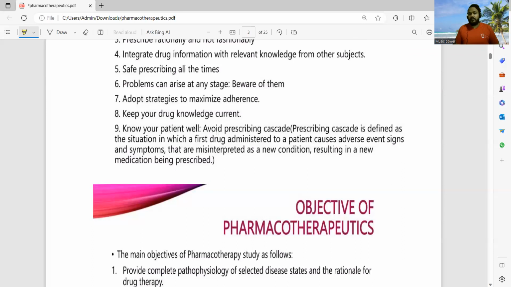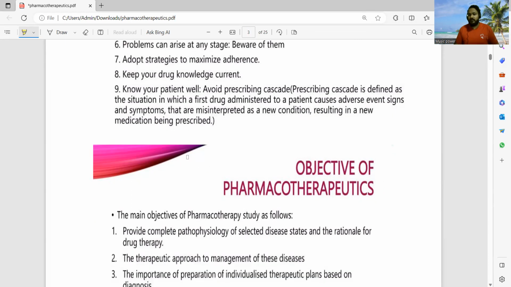Know your patient well. Avoid the prescribing cascade. Prescribing cascade is defined as the situation in which the first drug administered to the patient causes an adverse effect, signs or symptoms that are misinterpreted as a new condition, resulting in a medication being prescribed.